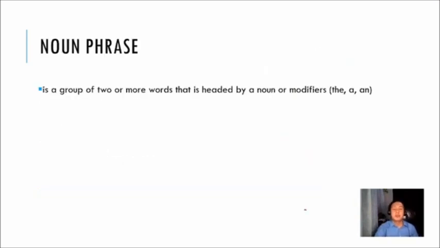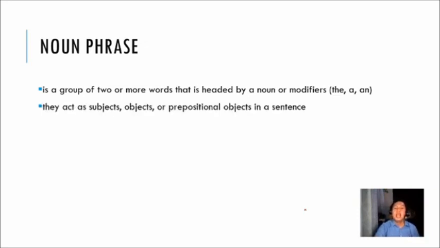Noun phrases are easy to spot in a sentence because a noun phrase is a group of two or more words headed by a noun and its modifiers. It could be a modifier placed before the noun, that is an article, such as the, a, or an, or it could be a modifier placed after the noun. They act as subject, object, and prepositional object in the sentence.